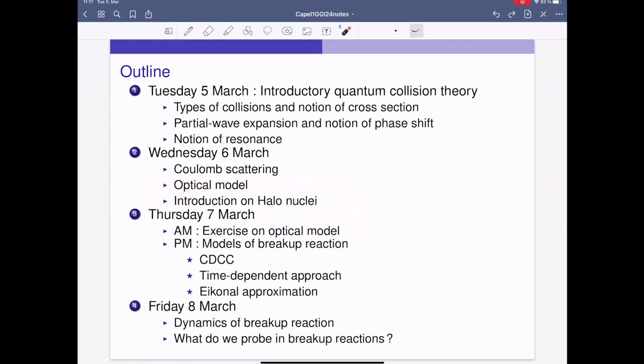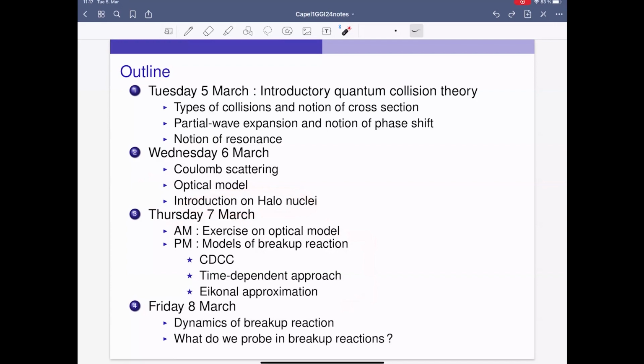And I suggest to switch the plan a little bit, to do the exercise on the morning of Thursday using the code that is available now on the website. So you can download it and compile it. And then in the afternoon, we'll see different methods to solve the Schrödinger equation. The notion of model is something that we'll see more on Wednesday.